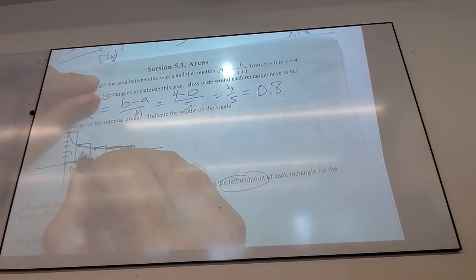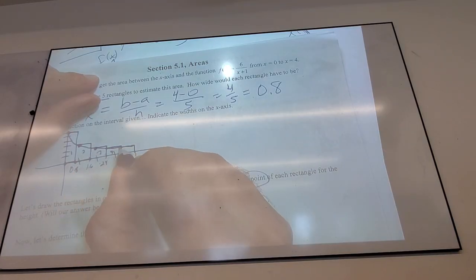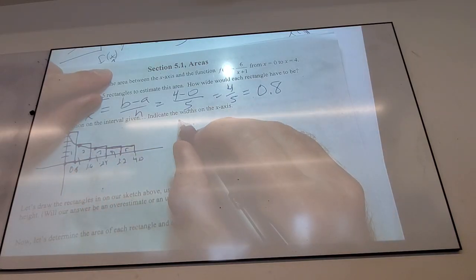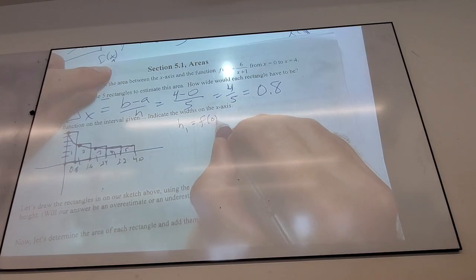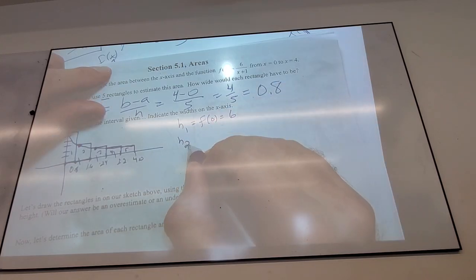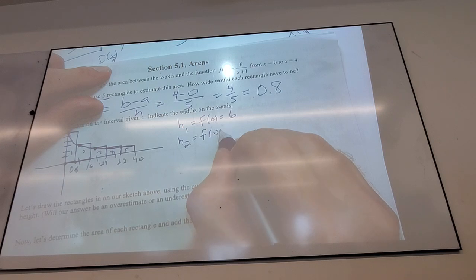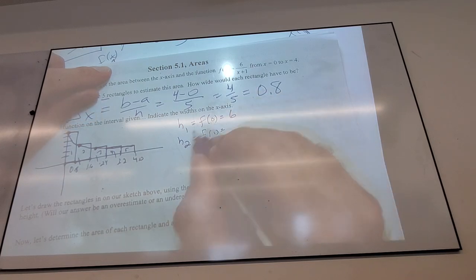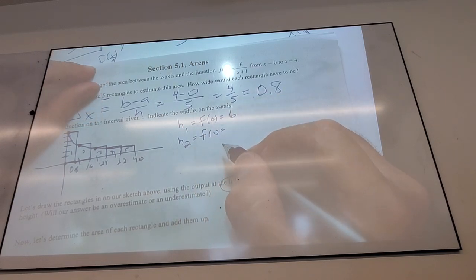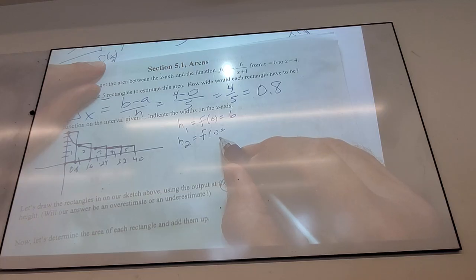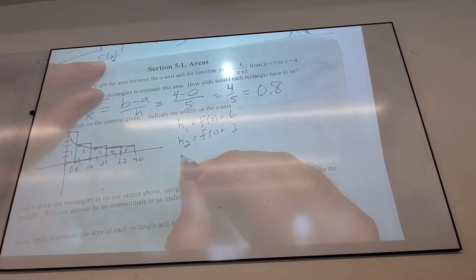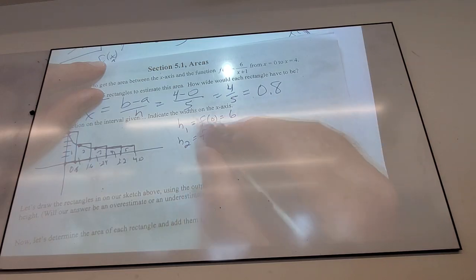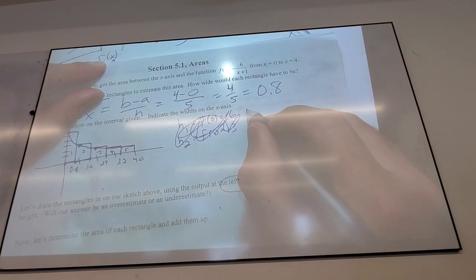We'll call this rectangle 1, 2, 3, 4, 5. So the height of the first one is going to be f of 0, which is 6. What's the height of the second one? 3. Yeah, when you plug a 1 in, 6 divided by 2 is 3. Oh, I'm being silly. There's 0 and 1. Let me start over.